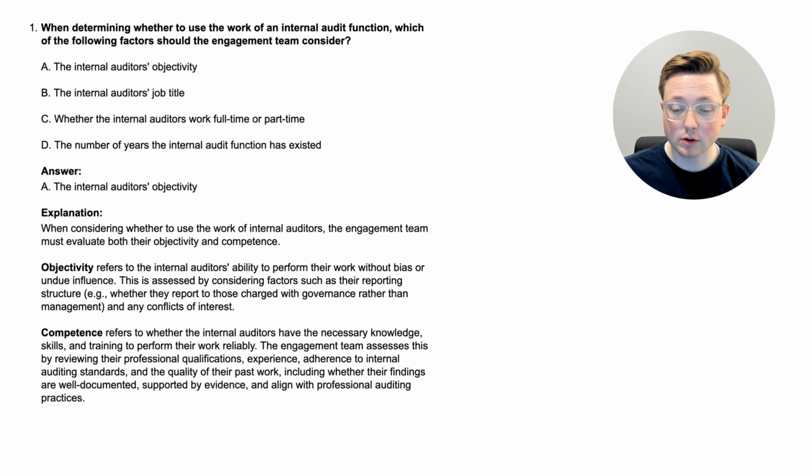Objectivity refers to the internal auditor's ability to perform their work without bias or undue influence. This is assessed by considering factors such as their reporting structure, so that would be whether they report to those charged with governance rather than management, and any conflicts of interest. So this is where you want to see if the internal auditors don't really have conflicts of interest, that they're reporting to the correct people, that they don't have bias, things like that.